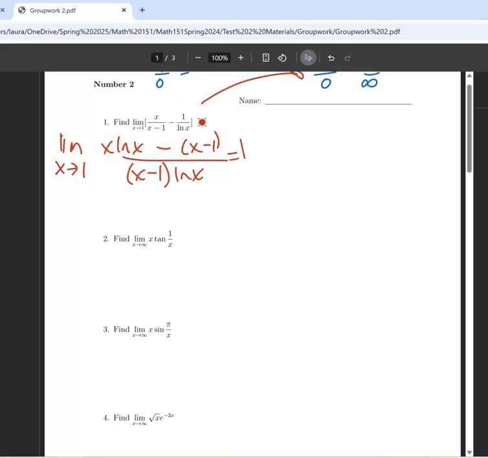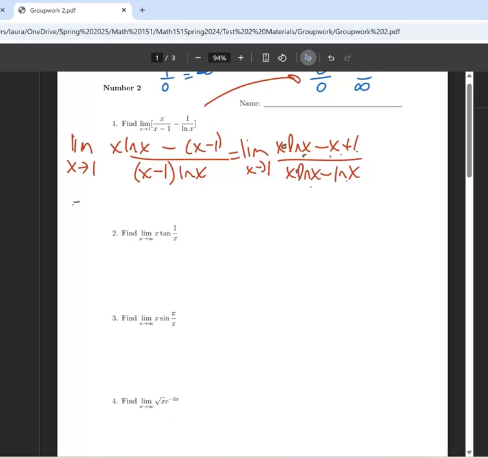So I'm just going to take the time to rewrite this as x ln of x minus x plus a 1 all over, and I'm just going to multiply this out. So I get x ln of x minus ln of x. Okay, so let's check. Is it L'Hopital ready? If I plug in 1, ln of 1 is 0, and then I get a negative 1 plus a 1, that's a 0. ln of 1 is 0, 0. It's L'Hopital ready.